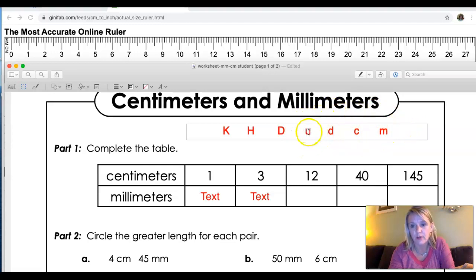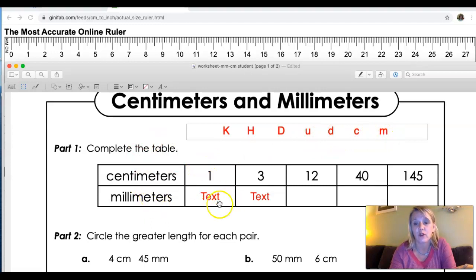So smaller than a meter, we have decimeters. There's 10 of those in every meter. Centi means 100. There's 100 centimeters in every meter. And millimeters. There's 1,000 millimeters in every meter. And the cool thing about having this up here, and I encourage you to write it down on your assignment, is you can just move the decimal visually back and forth to convert from one to the other.